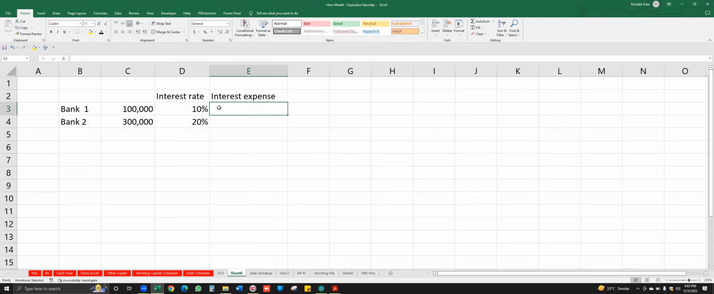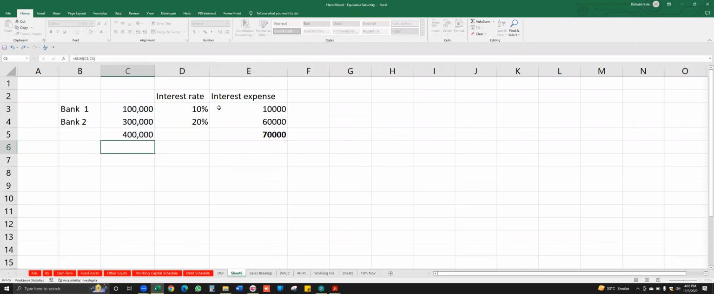What is the interest that you will pay? 10,000, right? It is 1 lakh at 10%. So what interest will you pay on 3 lakh? 60,000, right? 3 lakh into this, 60,000. What is the total interest that you pay? 70,000.